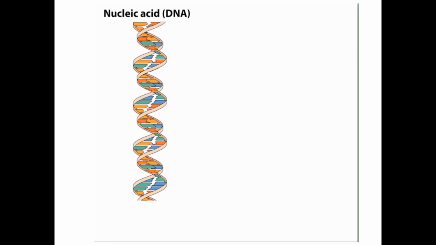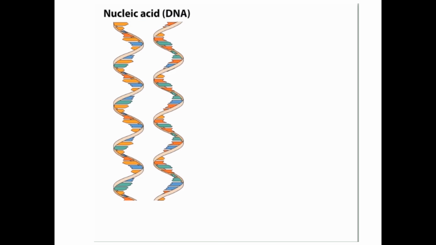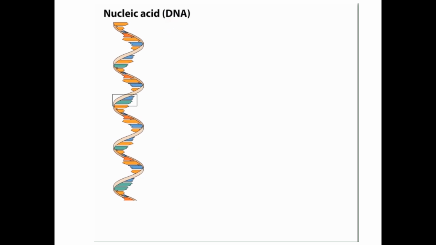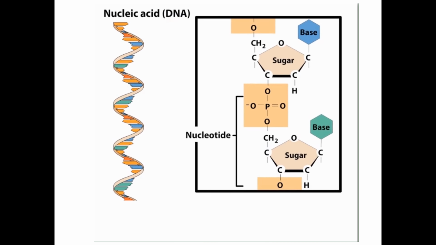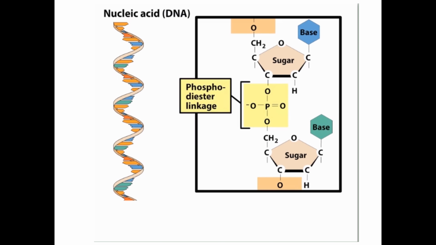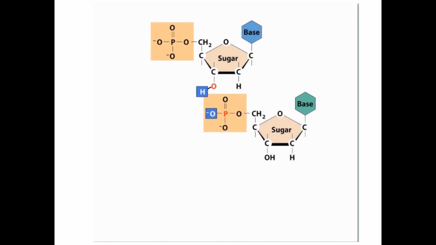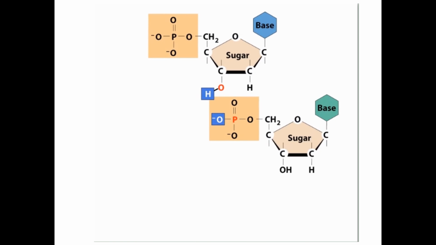Now nucleic acids. DNA consists of two nucleic acid strands that wrap around each other in the form of a double helix. Each strand is a polymer of nucleotides linked together by covalent bonds. A nucleotide consists of a sugar, a base and a phosphate group.